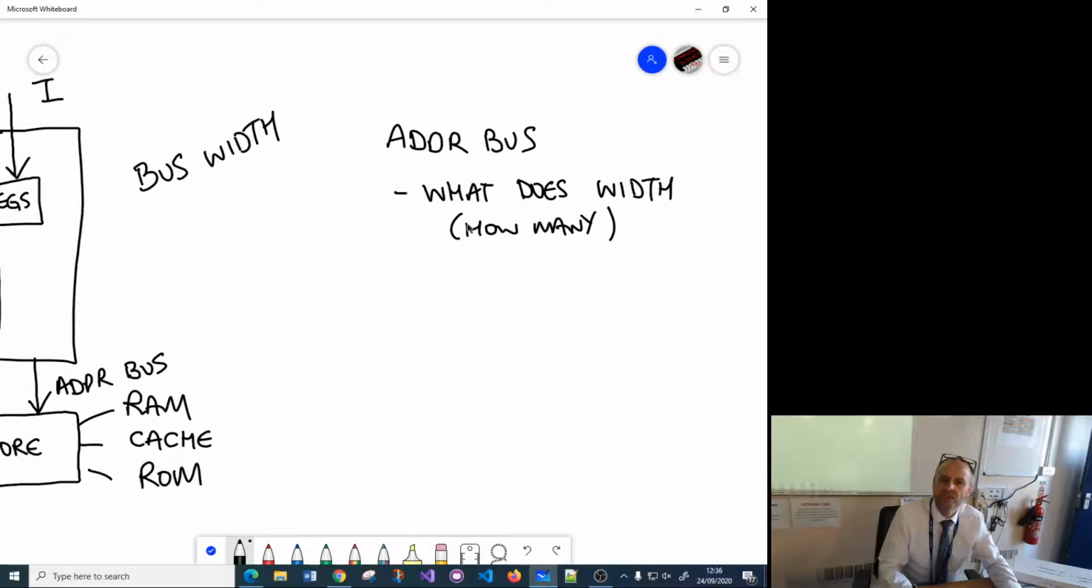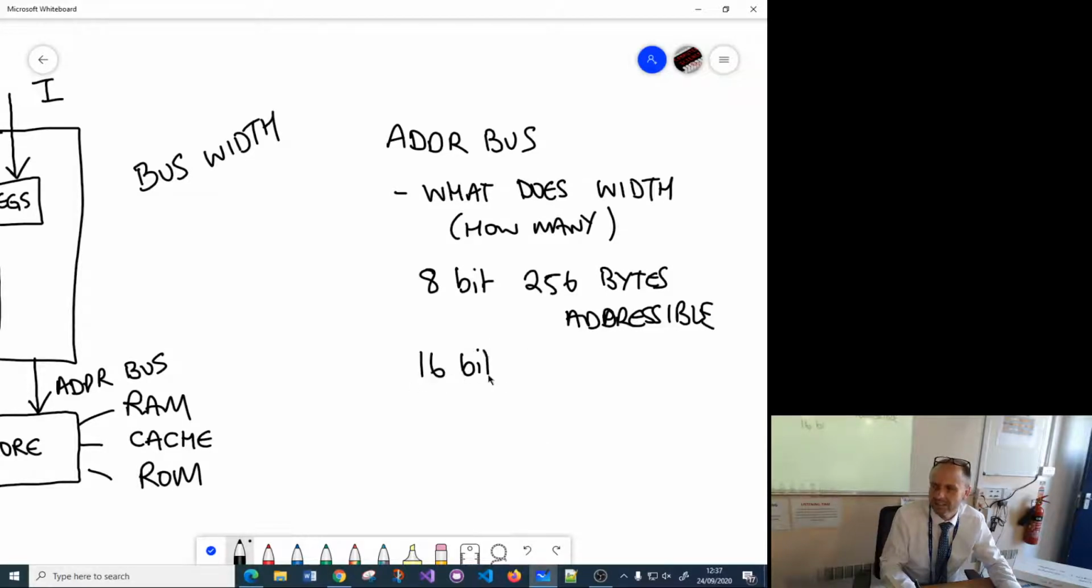With an 8-bit address bus, you can only address 256 bytes. That's rubbish. 256 bytes uniquely addressable. What if you had 16 bits? Give me an approximation, I don't need the exact. It's 2 to the power 16, or 64K. So 64,000. That's getting a bit more useful.